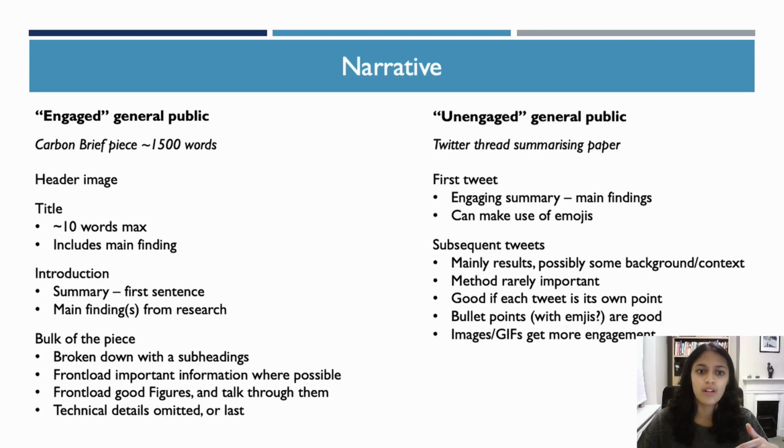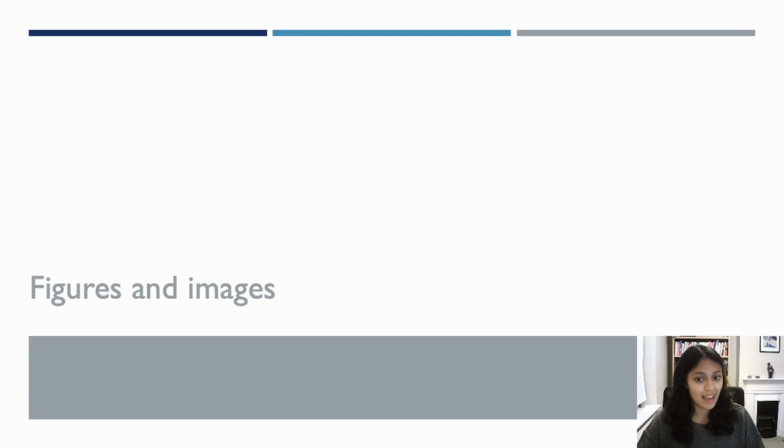And then for your unengaged general public, it's just sort of headline summaries. I do a lot of tweets, sort of Twitter threads summarizing papers, and it's just sort of bullet points. You don't go into any technicalities at all. You've got to put a lot of images and emojis in there, keep people engaged. You're really aiming to grab people's attention, and you have to assume that if it's not interesting, they're going to just move on. So speaking of that, let's talk a little bit about figures and images.